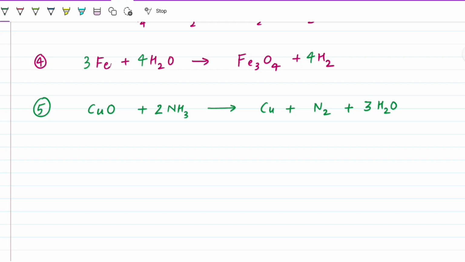But the moment I write 3H2O here, oxygen atoms also become 3. So to balance oxygen, I will write 3 here because copper oxide is there, cupric oxide. The moment I have written 3 here, now copper is also 3. So to balance copper, I have to write 3 here also. This is the balanced equation. Okay, so now let us discuss the next example.